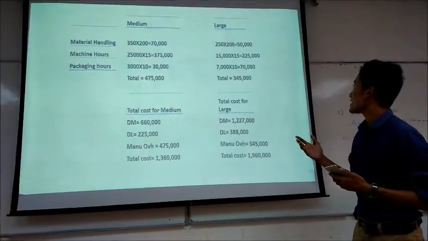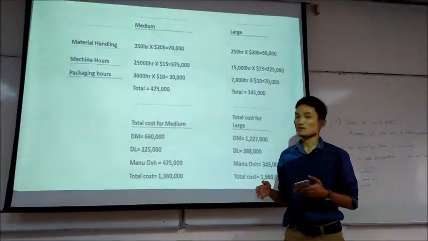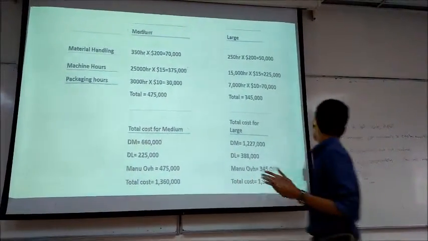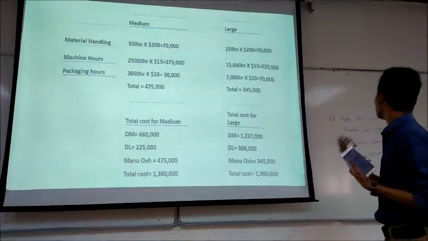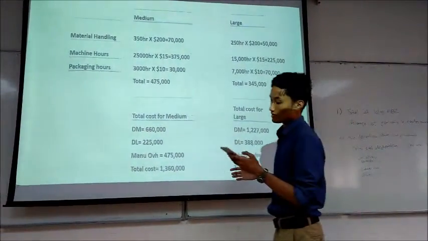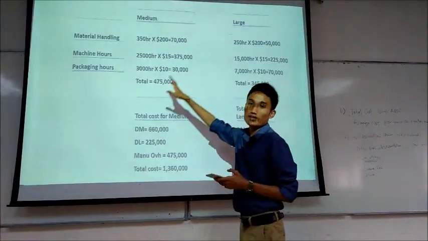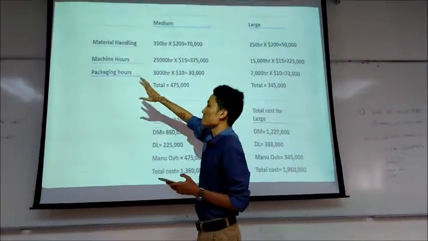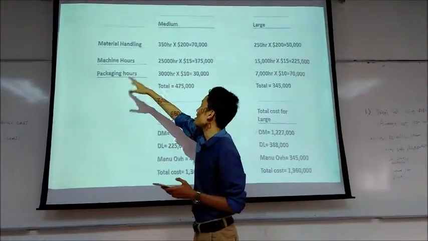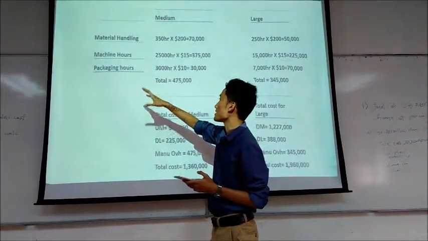For medium and large TV. So my friend has explained about question 2. Now I will just proceed with the calculation of the total cost using the ABC method. In order to calculate the total cost for medium TVs, there are 3 types of cost drivers involved. The first one is material handling, second one is machine hours, and the third one is packaging hours.